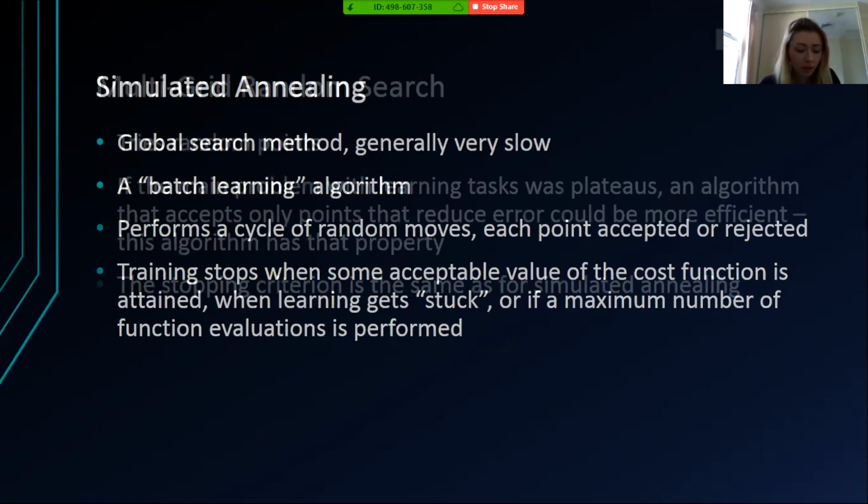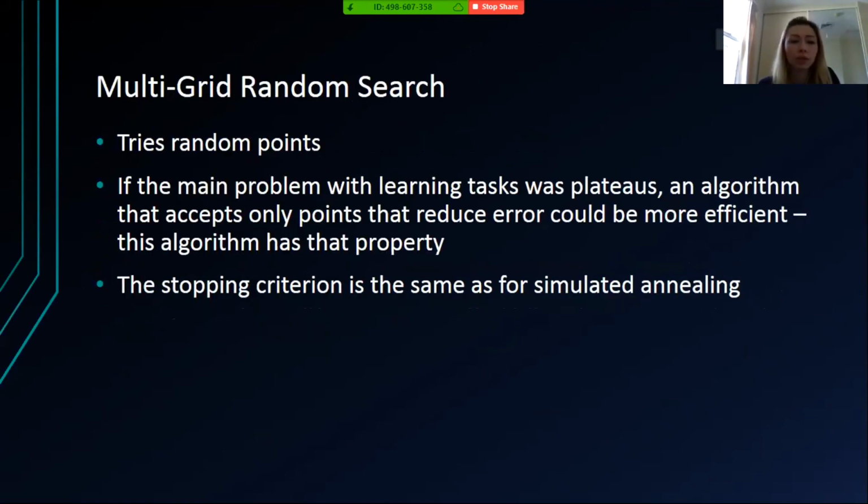The second alternative approach is multi-grid random search, which is similar to the previous algorithm. It tries random points. If the main problem with the learning task was plateaus rather than local minima, an algorithm that accepts only points that reduce error could be more efficient, and this algorithm has this property. The stopping criterion is the same as for the previous one.